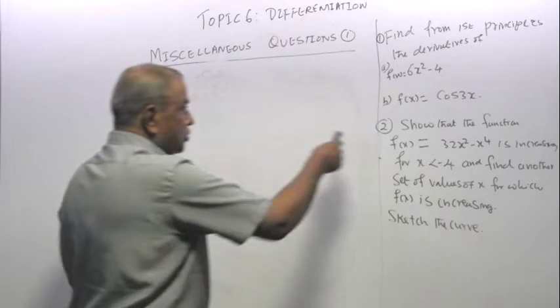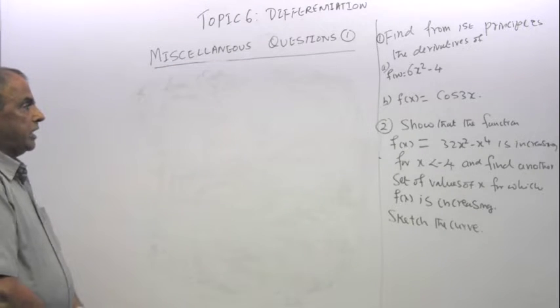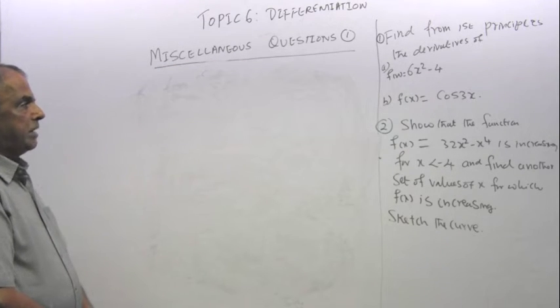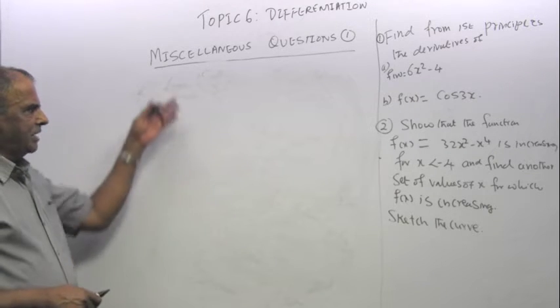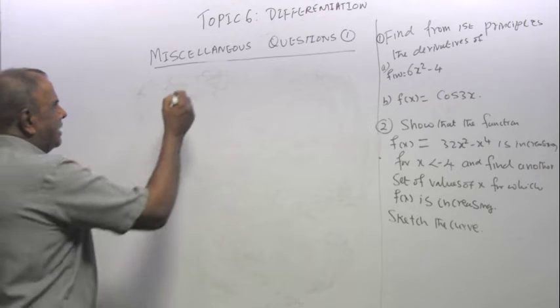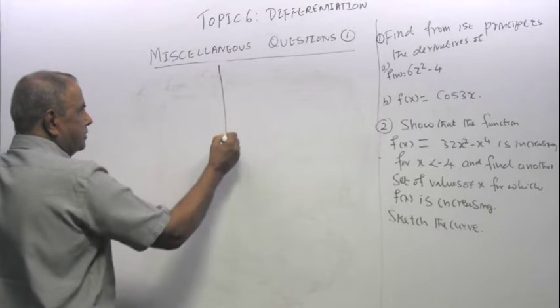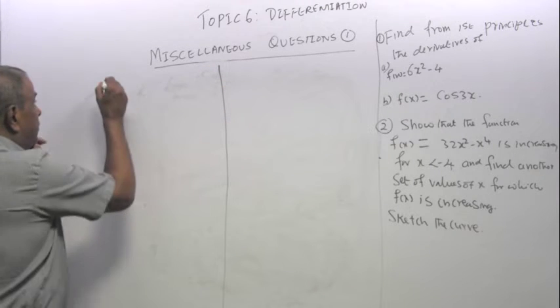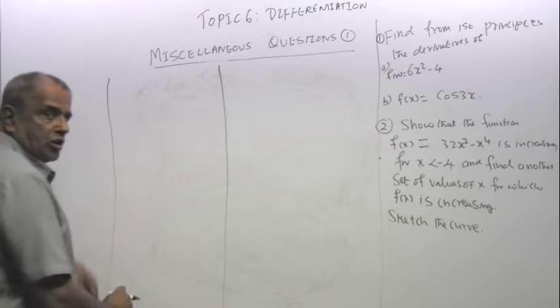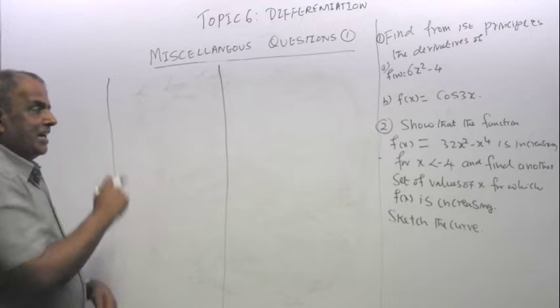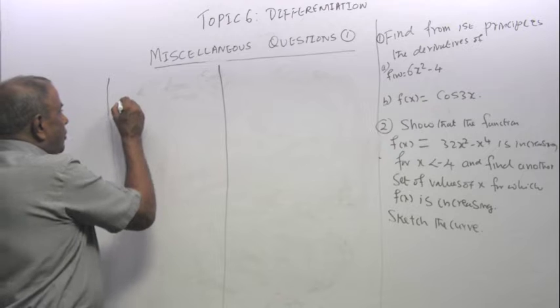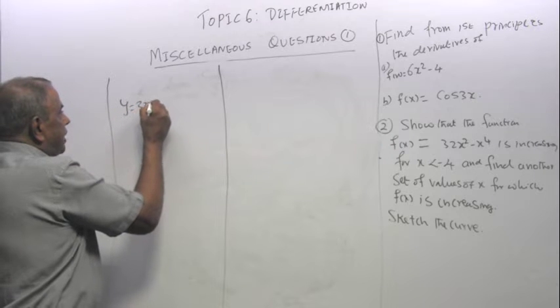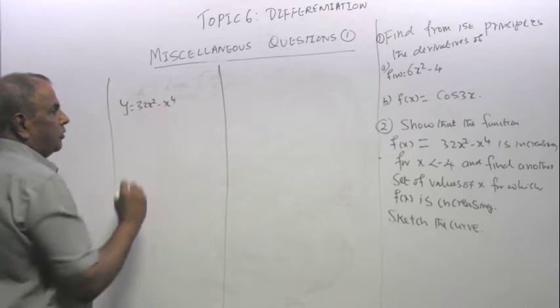So question 2 says, show that the function 32x squared minus x power 4 is increasing. Shall I do it there? Because I need to sketch the curve. We'll do it here, doesn't matter. I will split the board into two. I hope you're able to see here. I'm going to the corner so that you can see here. Okay. So, y equal to 32x squared minus x power 4.